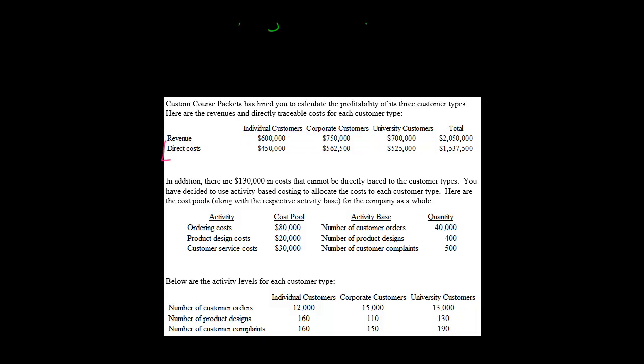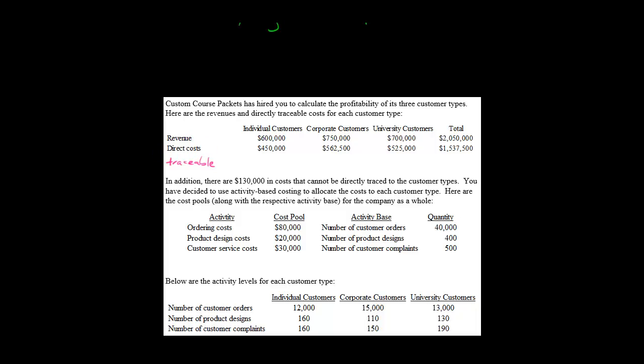Now the direct costs are costs that are clearly traceable to a specific customer type. So if a cost is clearly traceable, where we have a specific salesperson or marketing person that works with the corporate customers, then that person's salary should be traced into those direct costs. If we can clearly link a certain cost to a certain customer type with a direct relationship, then that would be a direct cost.